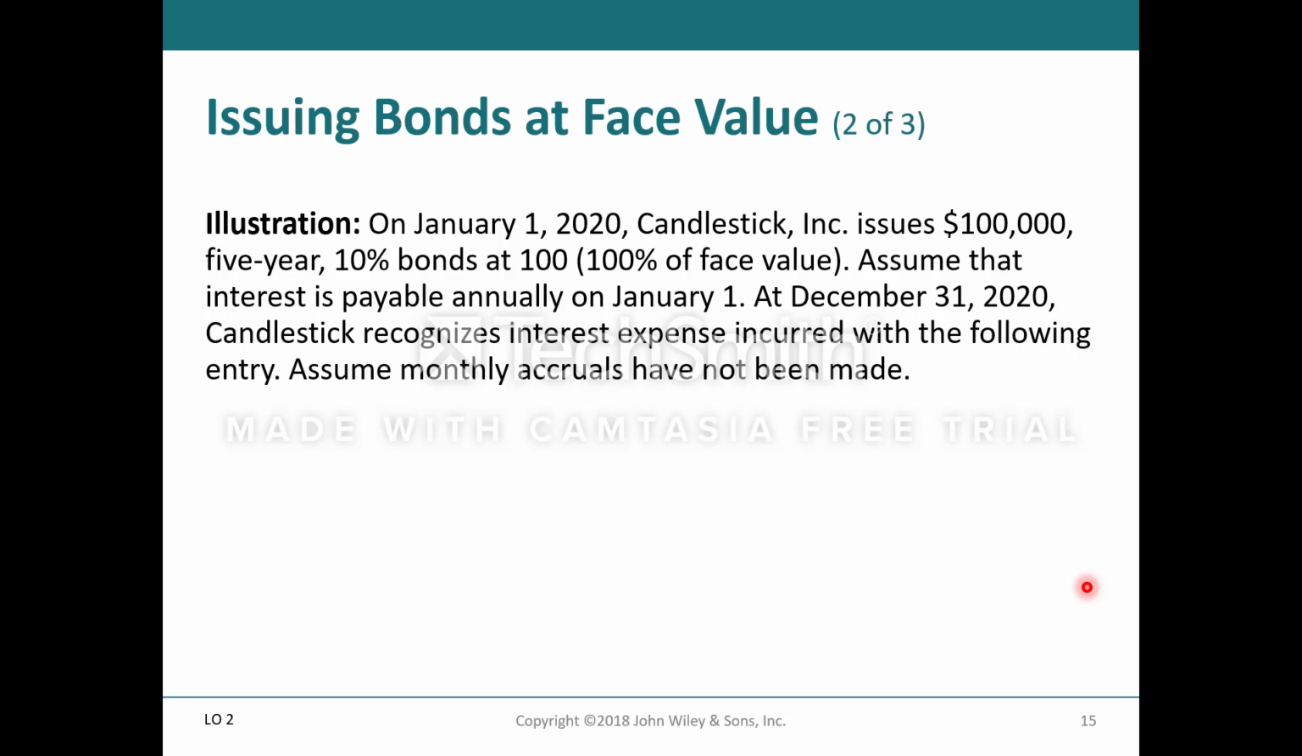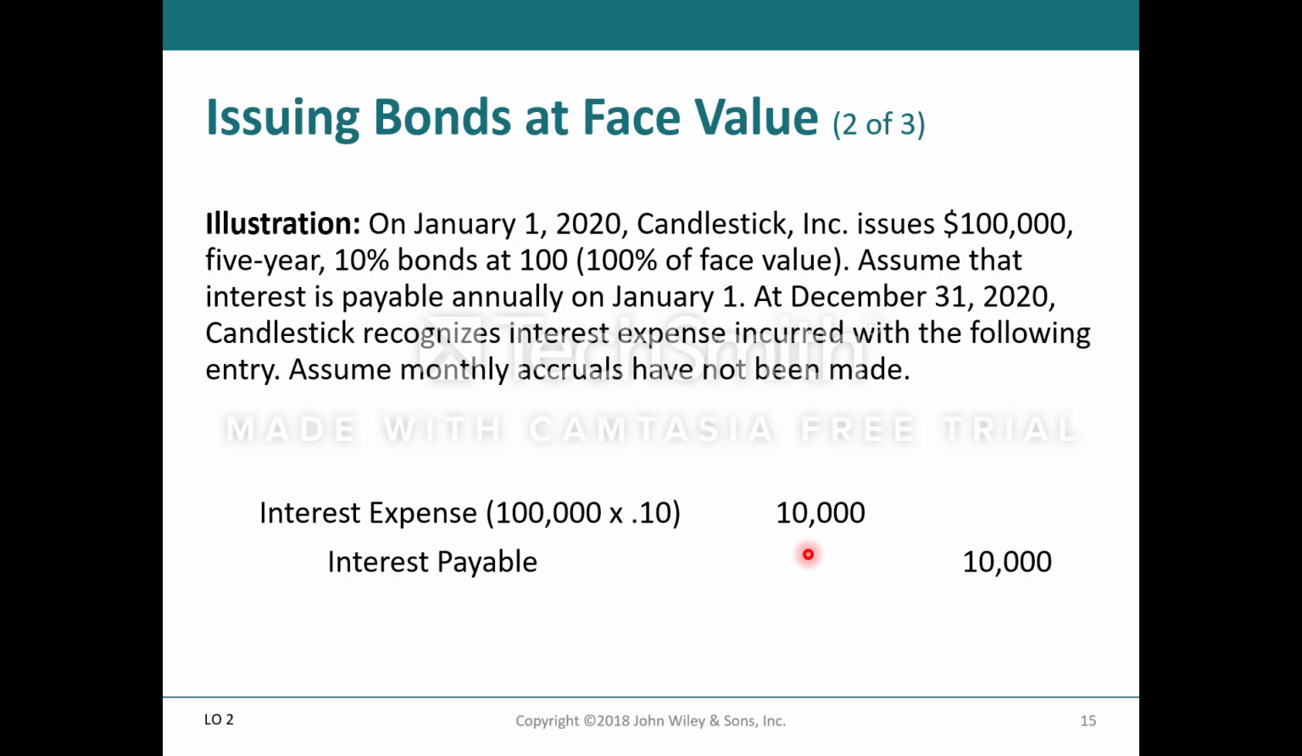Assume that the interest is payable annually on January 1st. At December 31st, 2020, Candlestick recognizes interest expense incurred with the following entry. Assume monthly accruals have not been made. So they haven't accounted for the interest monthly. They're going to account for it at one time at December 31st, even though it's due in January, because December 31st is probably their year end. In that case, they're going to debit interest expense, $100,000 times 10%, which is $10,000. And they're going to credit interest payable because they haven't paid it yet. So it becomes a payable for $10,000.